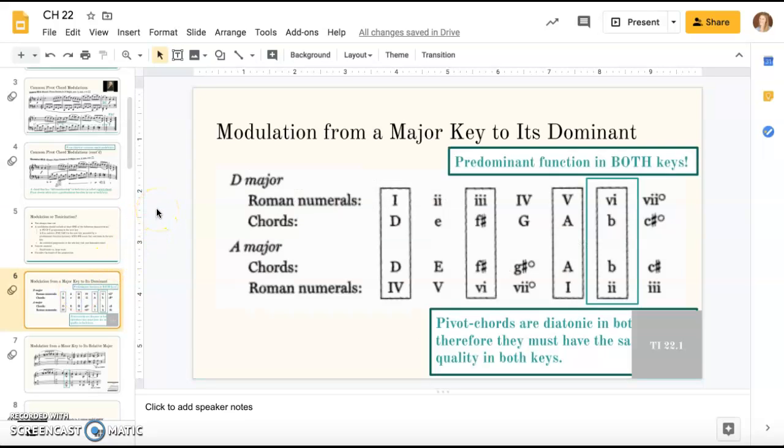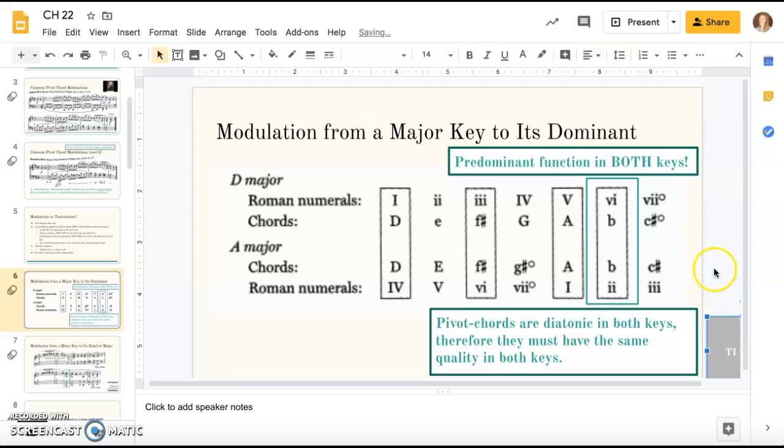Okay, so modulating from a major key to its dominant. Here we can see some shared chords between D major and A major. The D major chord is in common. In D major it's the 1 chord, in A major it's the 4 chord, and so on and so on. So we've boxed some of those shared chords, some of those common chords. We also note here the B minor chord is a 6 chord in the key of D, but a 2 chord in the key of A, and it has a predominant function in both keys.